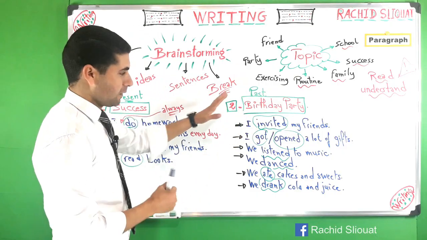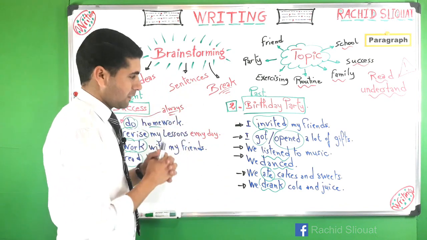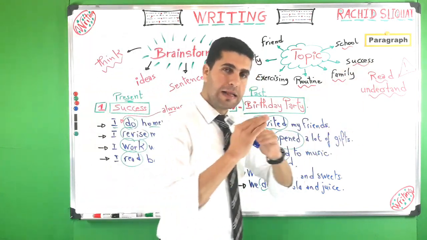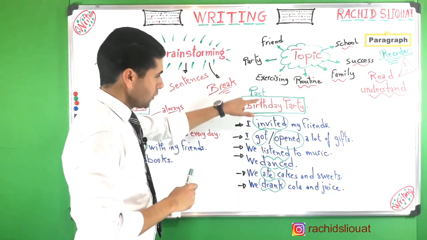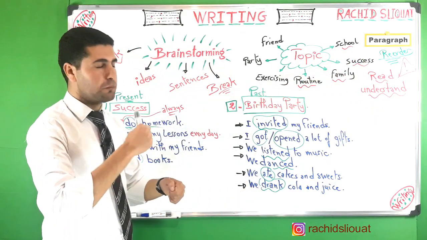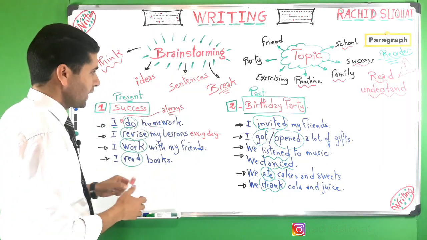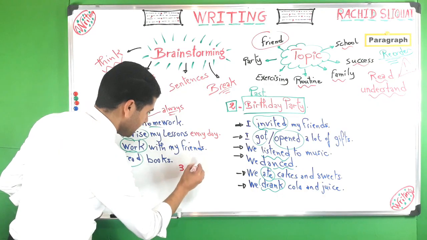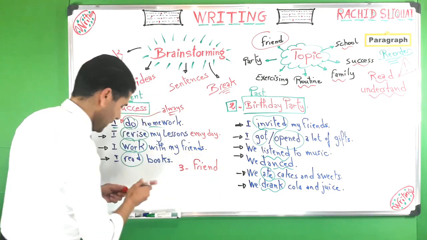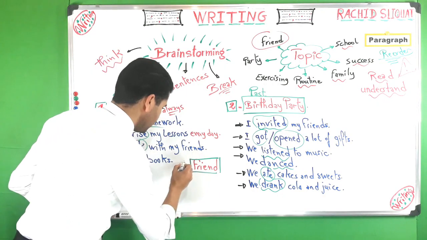All right, now here, these are just, okay, scrambled sentences. When you write a paragraph, you can reorder the sentences in the paragraph, but here in the brainstorming you just write sentences. Now let's talk about another topic. So this is number 1. Number 2, let's take number 3, for example, friend, to write a paragraph about your friend. Okay, so this is number 3.